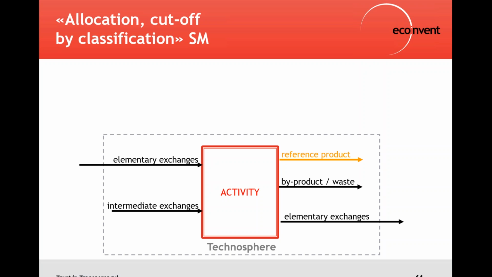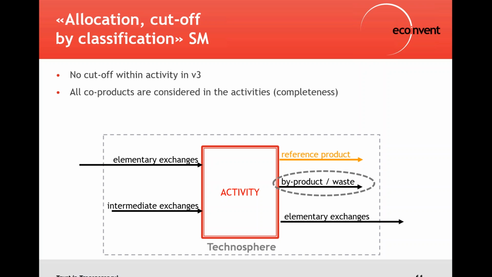In this system model, there is no cutoff within the activity, there's no cutoff within the inventory. All co-products are considered in the activities. There's a completeness in the inventory. The cutoff will happen during the construction of the supply chain, because the products will be classified differently, and then allocation will happen differently depending on their classification.